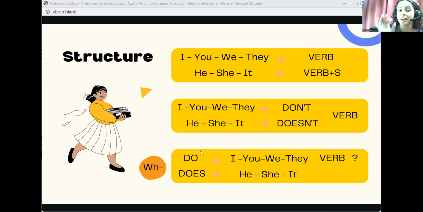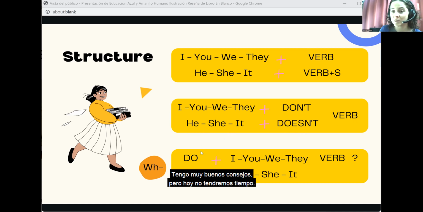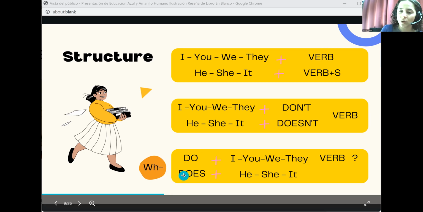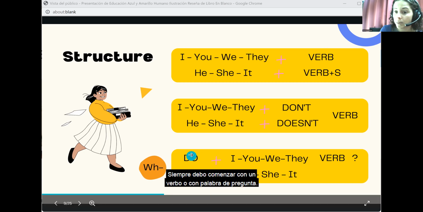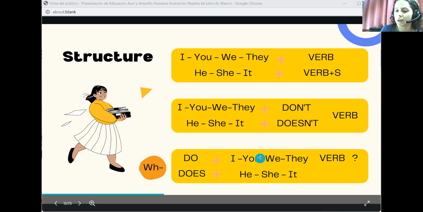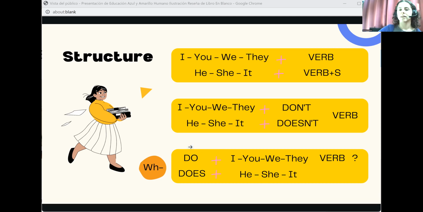In the questions, I have very, very good tips to help you practice questions in English, but I don't have time today. The format of the questions is almost always the same. The auxiliary, always in the questions in English, you need to start with a verb or with a WH. What, when, how, why. You never start a question with the person.